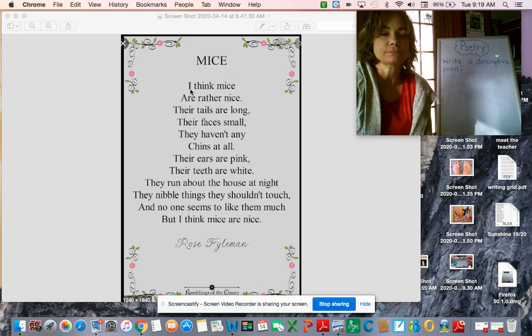Mice. I think mice are rather nice. Their tails are long, their faces small. They haven't any chins at all. Their ears are pink, their teeth are white. They run about the house at night. They nibble things they shouldn't touch, and no one seems to like them much. But I think mice are nice.